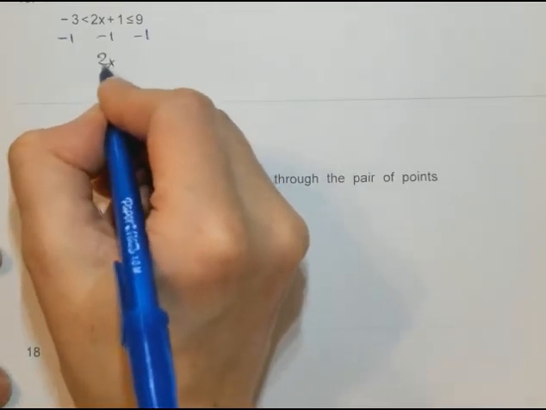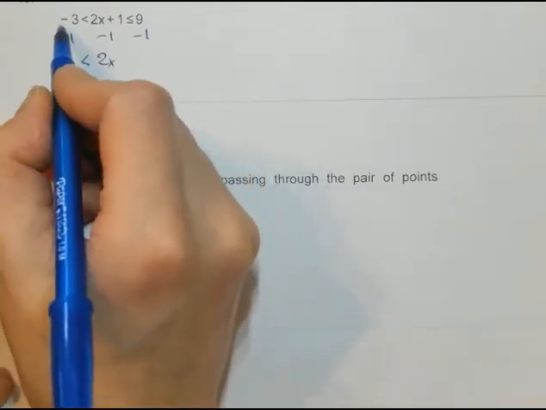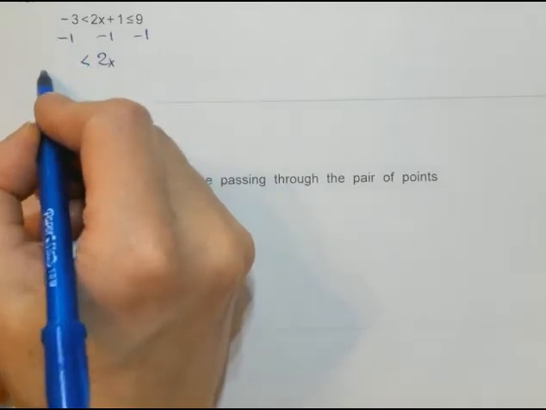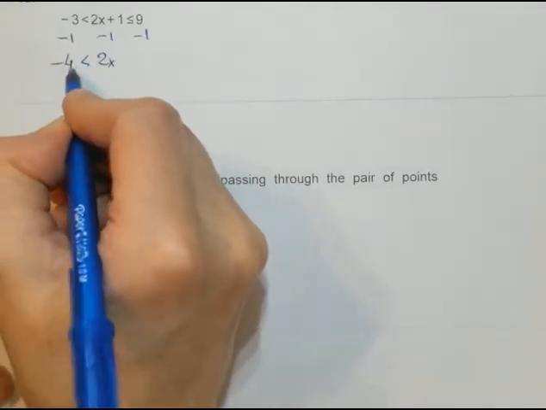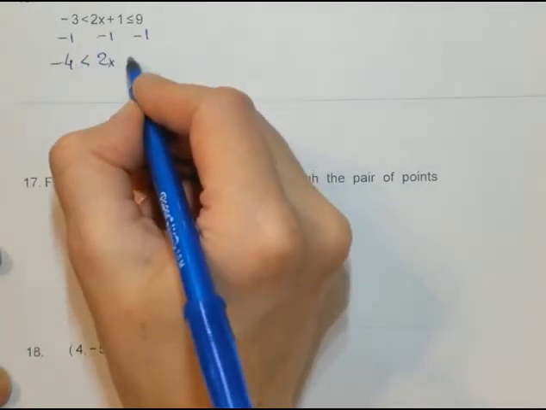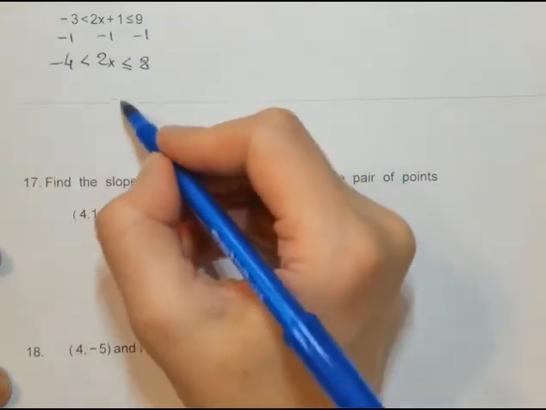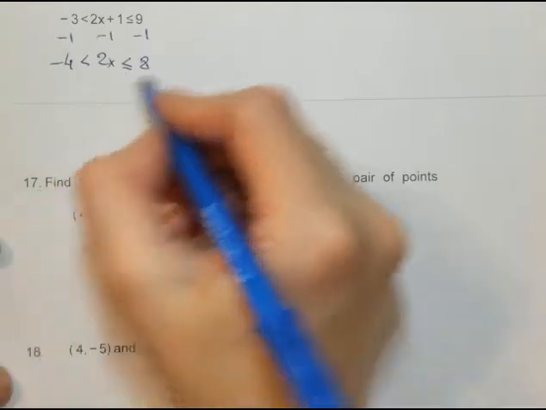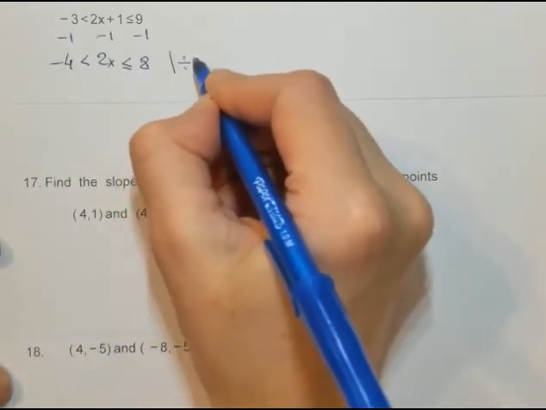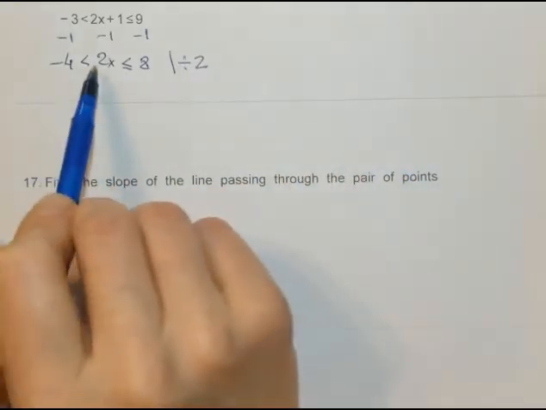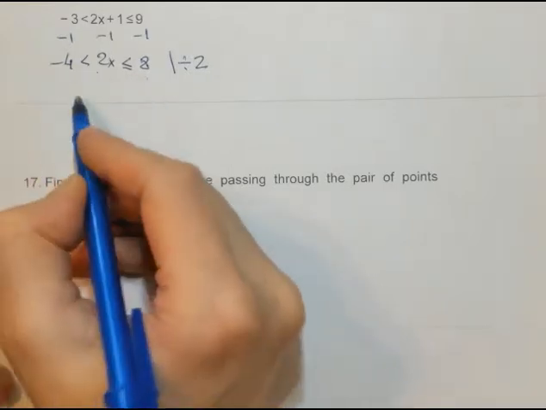We have 2x in the middle, negative 3 minus 1 will be negative 4, 9 minus 1 will be 8. So here we keep the less than or equal sign. Then we divide all three parts of the inequality by 2.